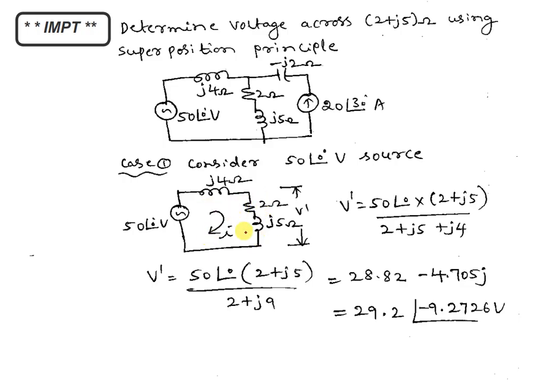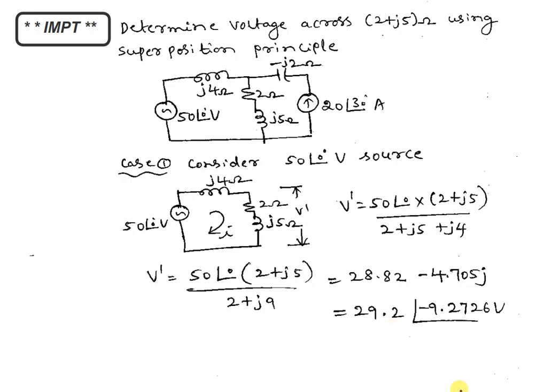First you have to find current, then multiplied by 2 plus 5j will give you the voltage value. If they ask only current, it is the voltage divided by this much. So let us do it now. It is a voltage, no? So current is given by 50 divided by 2 plus 5j plus 4j.